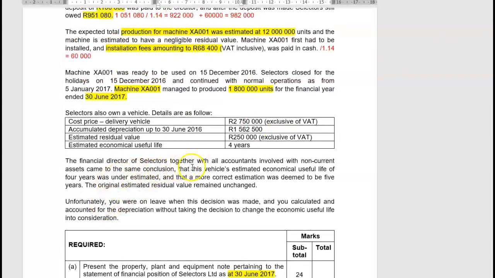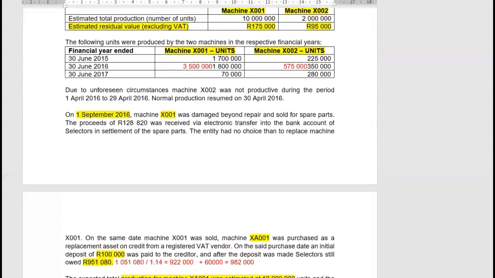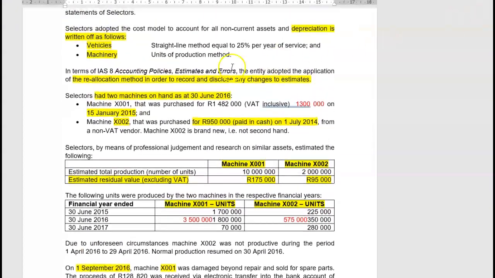Now, the financial director of Selectors, together with all the accountants involved with non-current assets, came to the conclusion that this vehicle's estimated economic lifetime of 4 years was underestimated, and that a more correct estimation was deemed to be 5 years. The original estimated residual value remained unchanged. If you can remember correctly, we read here somewhere along the line that it is the policy of this entity to apply the reallocation method in order to record and disclose any change of estimates.